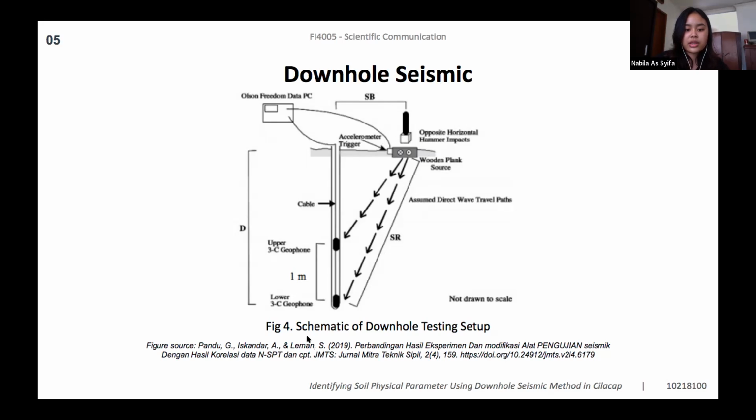And this testing measures vertical changes in seismic velocity by placing a source at the top of a borehole. This is the borehole. And measuring travel times at multiple intervals in the borehole, usually with a 3-component geophone. As you can see in the schematic in figure 4, here is the upper 3-component geophone, and this is the lower 3-component geophone, placed a meter apart from each other.